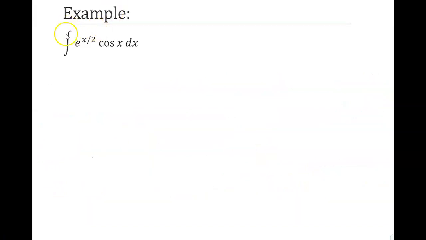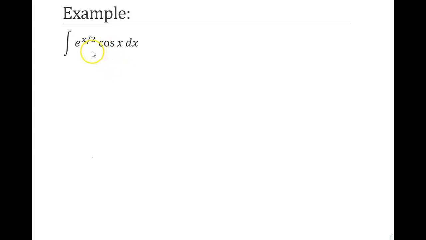In this example, we have the integral of e to the x over 2 times cosine x dx. And this example, or ones like it, where I have an exponential times either a sine or cosine function, are typically called the circular examples because they have a special technique that we're going to use involving integration by parts to find them. So let's go ahead and get started.